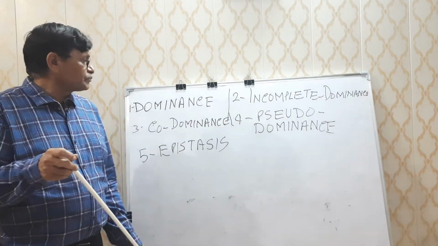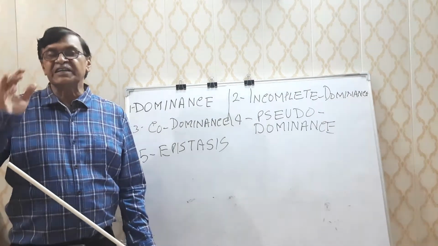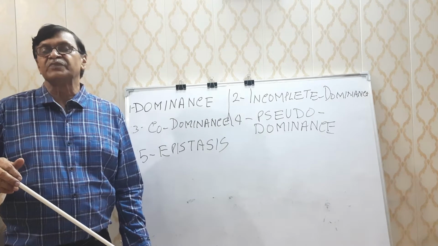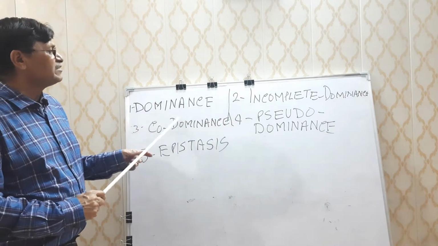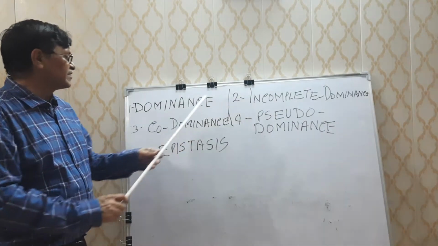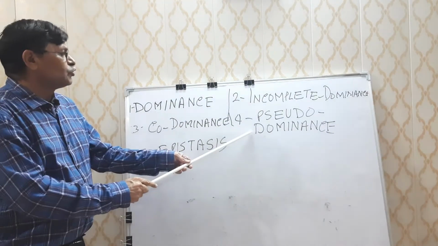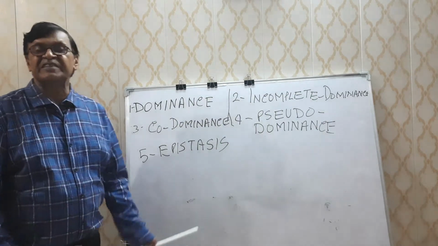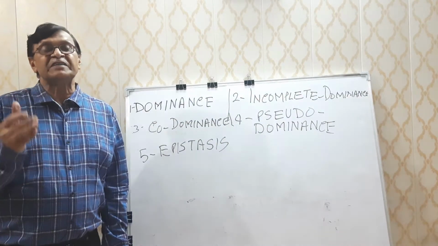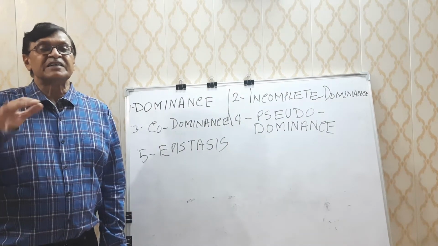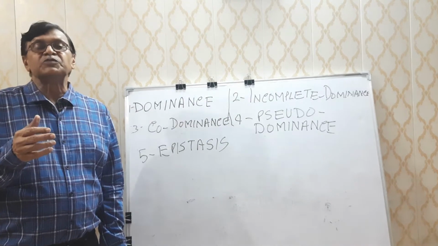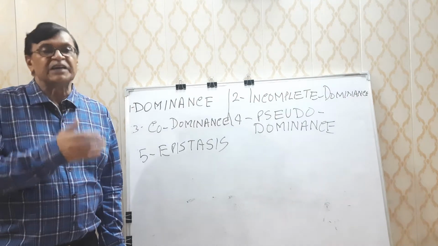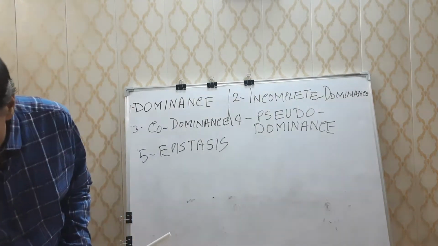So we were talking about technical terms used in Mendelism. Today we will talk about these 5 terms: dominance, incomplete dominance, codominance, pseudo-dominance and epistasis. Because sometimes in competitive examinations some tricky questions are asked on these terms, so we will talk about these terms today.